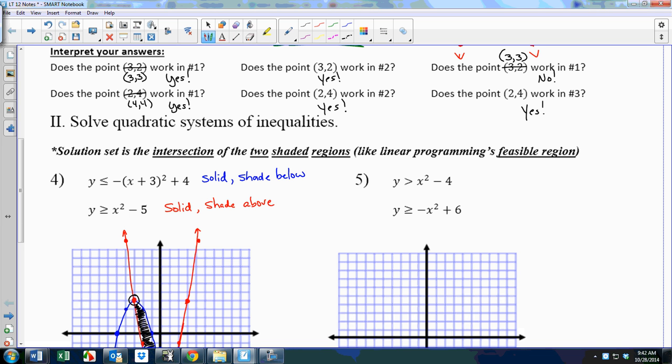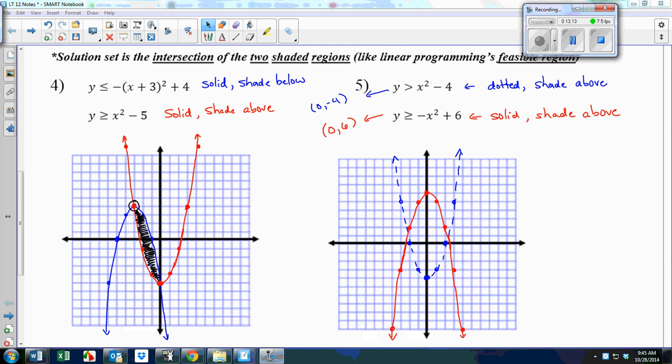In the first one, dotted, shade, y is greater than, shade above. In the second one, yep, solid, shade above. All right, so I'll pause the video, try it.